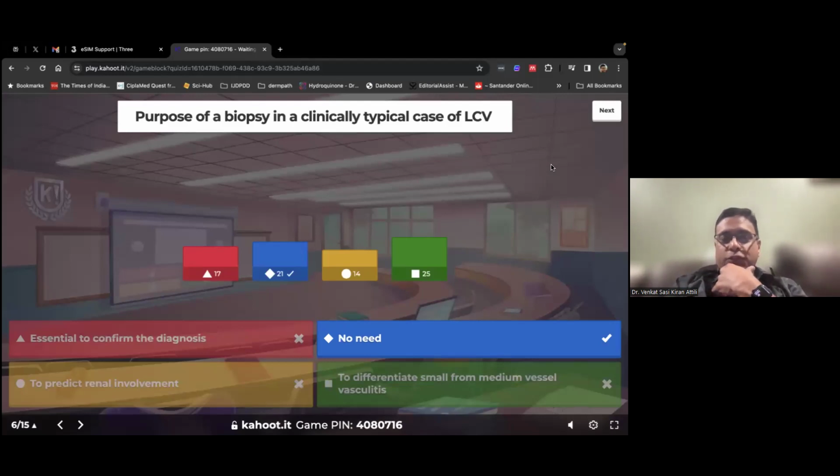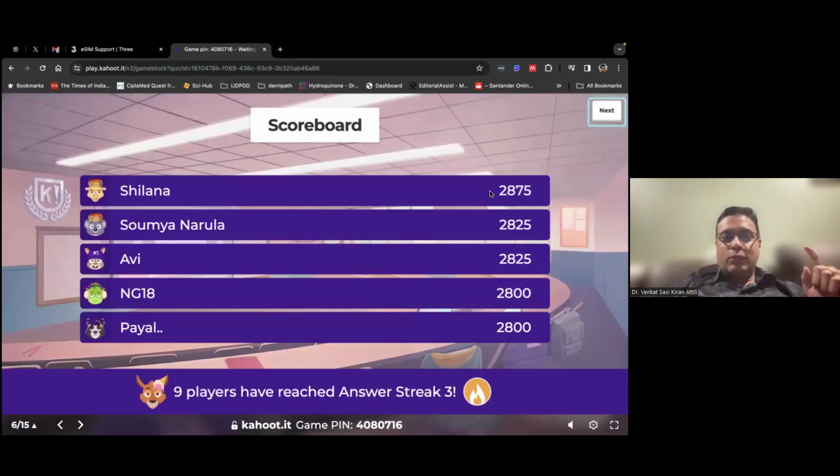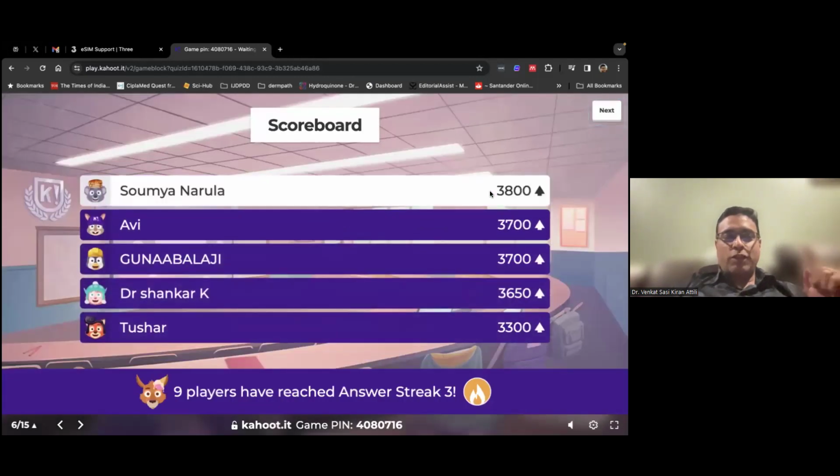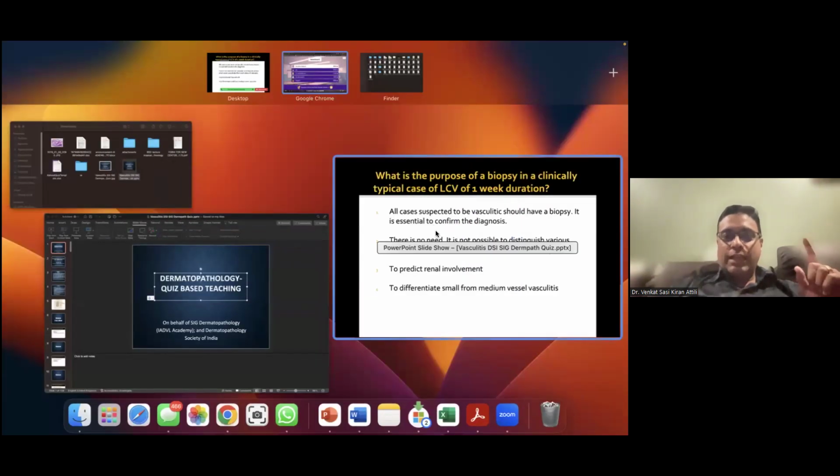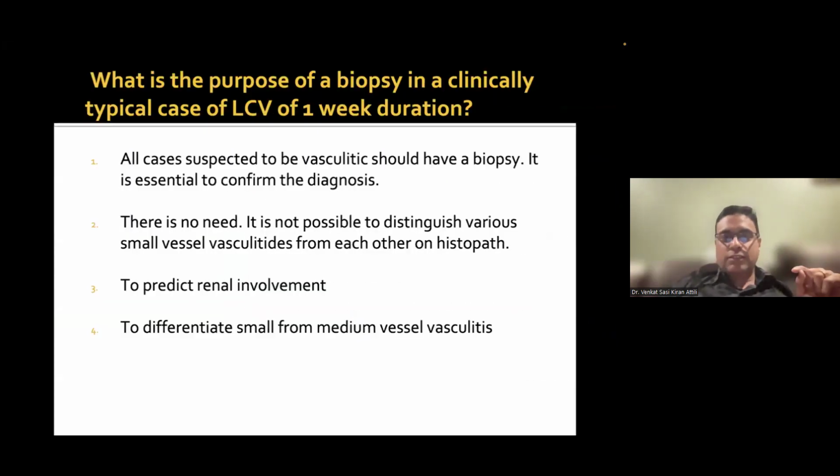The right answer is no need. So 21 of you have got it right. And I'll explain that after we finish the next question, okay? Let's see what the leaderboard is like. Soumya Nagala is on top, followed by AVI, Guna Balaji, Dr. Shankar, and Tushar. 9 players have reached an answer streak of 3. Let's go to the next question before I answer this, okay?